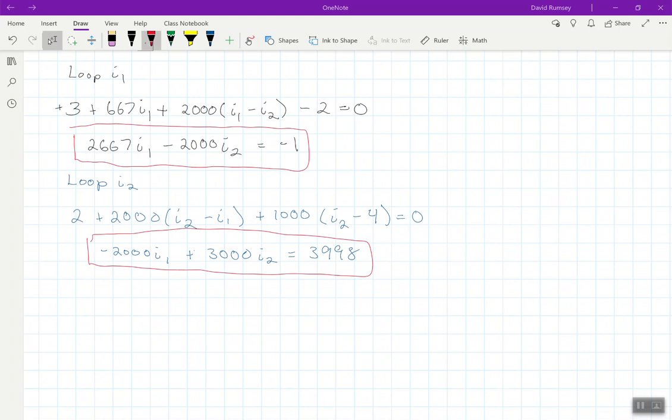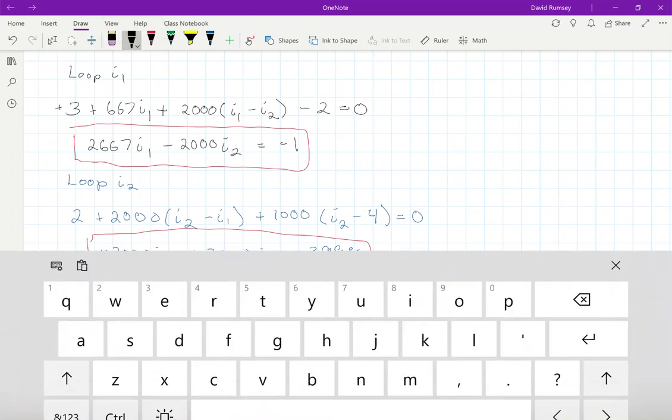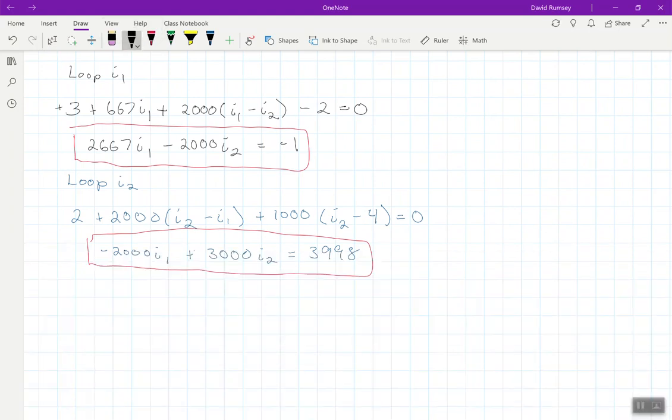So when I solved this system of equations, I got that I1 was equal to 1.999 amps and that I2 was equal to 2.665 amps. So I'm just going to round I1 to 2 amps.